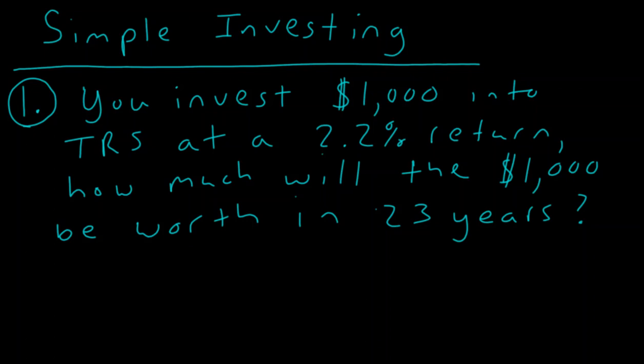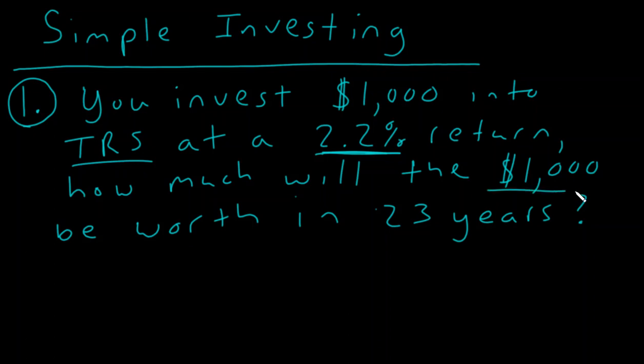Today we're going to talk about simple investing. So let's start off with a very basic example. You invest $1,000 into TRS. TRS is the Teacher Retirement System. So this is what all teachers use instead of Social Security. And TRS guarantees its members a 2.2% return.